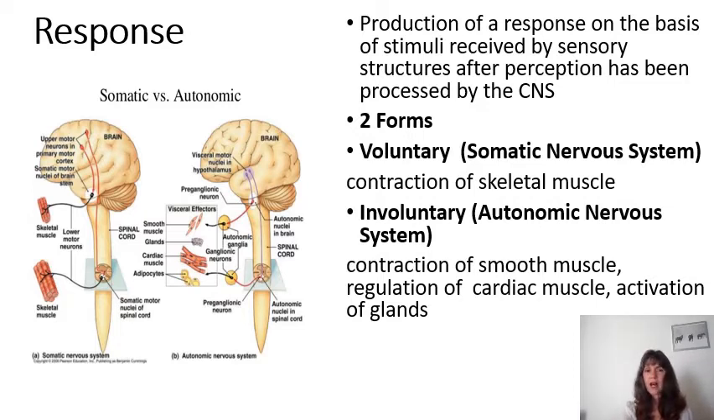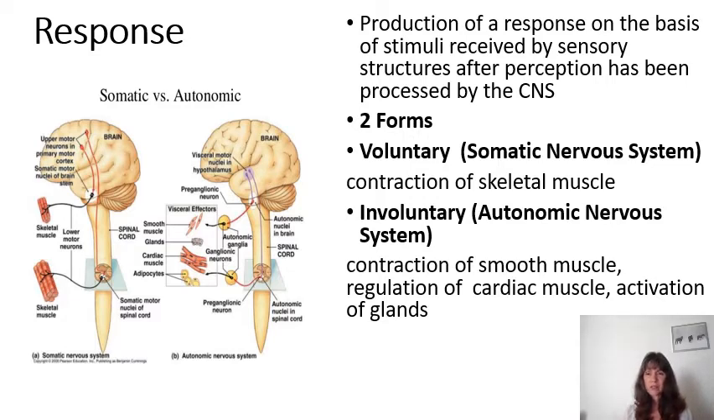There are two forms of responses that can occur in the nervous system. One is a voluntary response. We've already seen voluntary responses occur with the contraction of skeletal muscle. The voluntary portion of the nervous system is referred to as the somatic nervous system because it does require the initiation of thought in order for that portion of the nervous system to be activated.